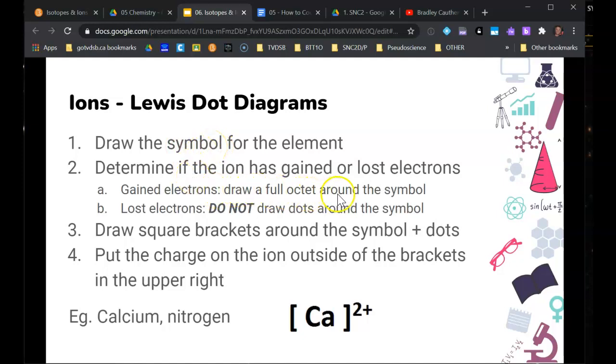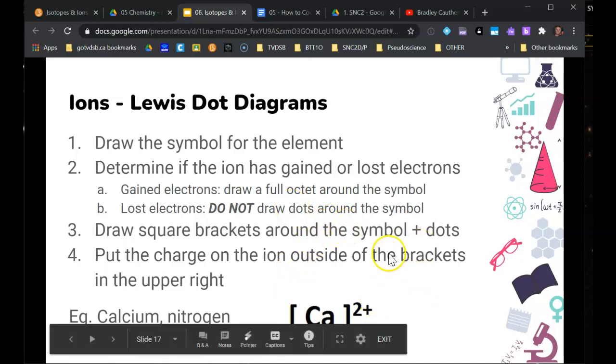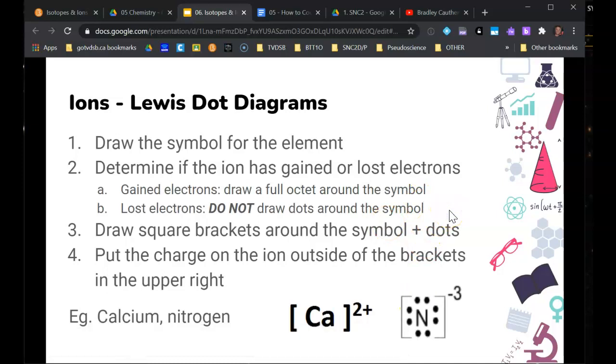So to draw it out, you draw the symbol first, so it would be the capital N, and then we are going to draw a full octet around the symbol. So we're going to draw 8 dots around it to represent that filled up outer shell. And then we're going to put square brackets around all of that. And then we're going to put the charge of 3 minus or minus 3 up in the top right corner. All right. So that's how you draw a Lewis dot diagram for an ion.